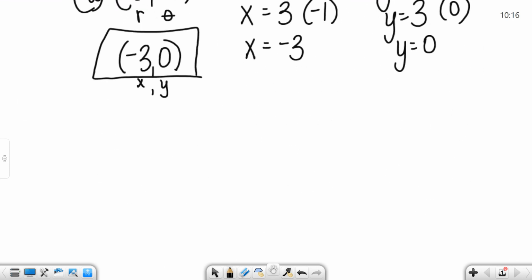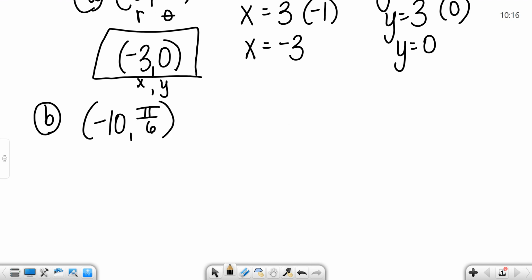Same directions. I'm going to give you something that looks a little different. Now that unit circle is definitely handy if you have it beside you. So we know this is r and this is theta. We are looking for x and y.